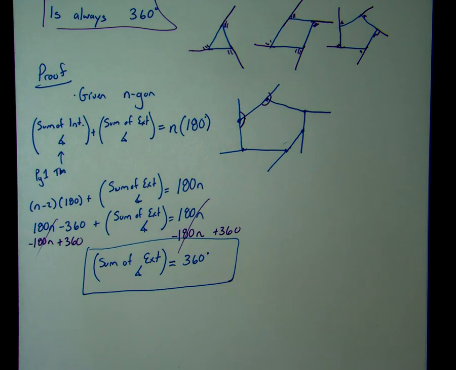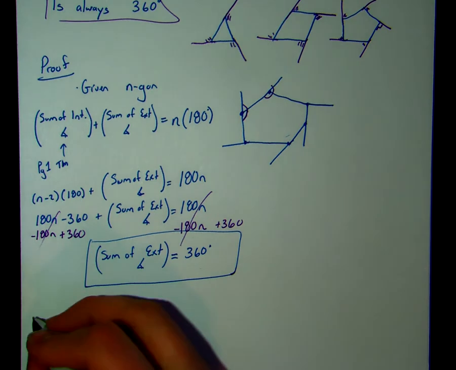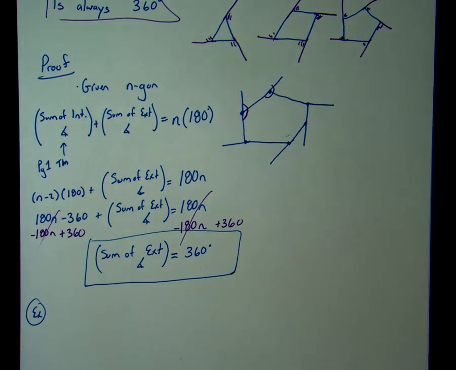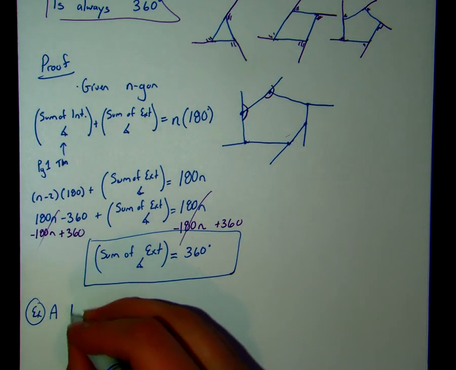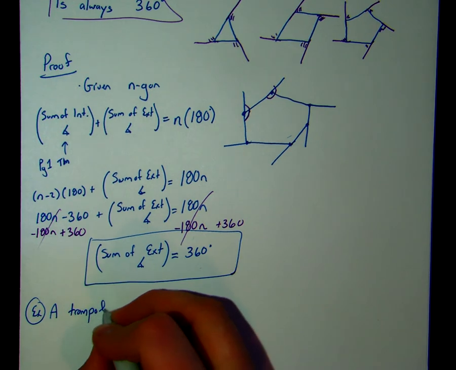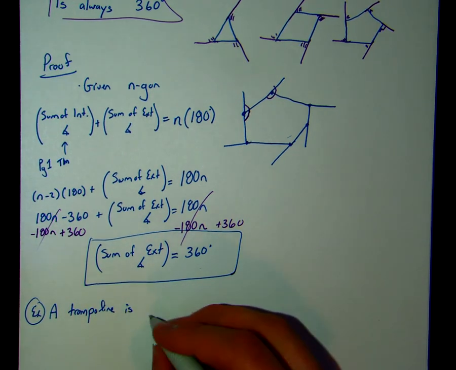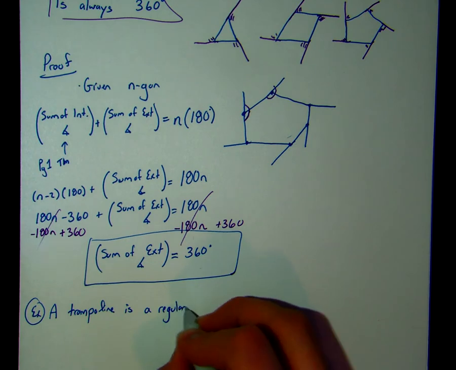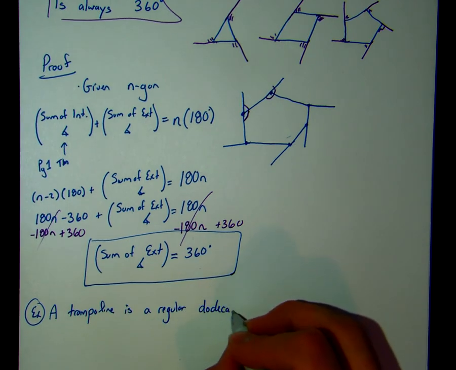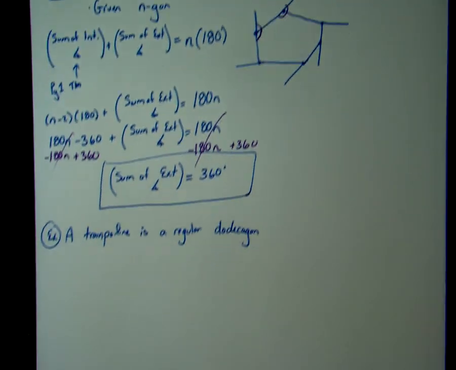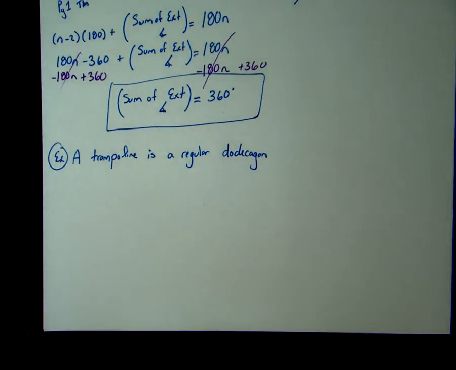So I'll end today with just one more example that uses both of these. It'll be a question that looks like we want to use our first theorem. I'm not going to draw the trampoline on this, because it's not necessarily important to have a diagram. Feel free to draw it if you want. This is a question about a trampoline. A trampoline is in the shape of a regular dodecagon.